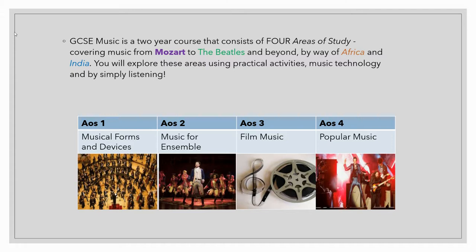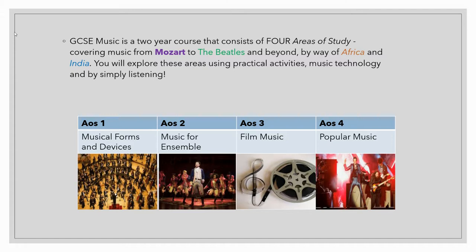The first being AOS 1, Musical Forms and Devices, where it's covering the Western classical tradition. So you'll be looking at composers such as Bach, Beethoven and Mozart. Moving on, AOS 2, Music for Ensemble. So it does link back to the AOS 1 with the Western classical tradition, but it adds additional things such as musical theatre and blues and jazz.